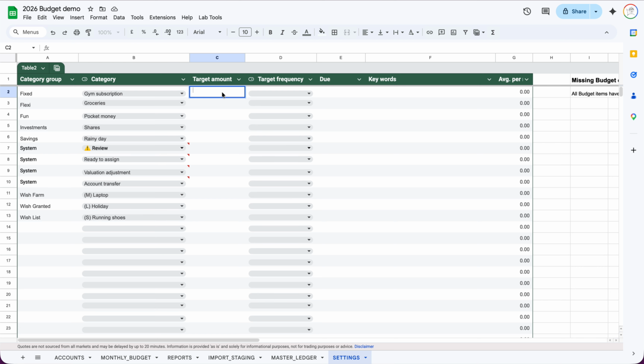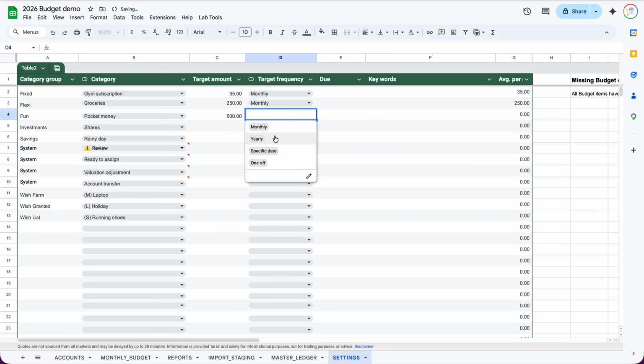So let's say my Jib subscription is £35 and I know it happens monthly. So each month, on average, it's going to be £35 out. Flexible, my groceries, let's say I'm going to do 250 per month. Pretty simple. Pocket money, I'm going to do a little bit weirdly. So let's say I'm going to give myself 500 per year. So what it's going to do is it's going to go, okay, well, now you've got just under £42 per month in your budget to spend. Per year, that's what you're targeting.